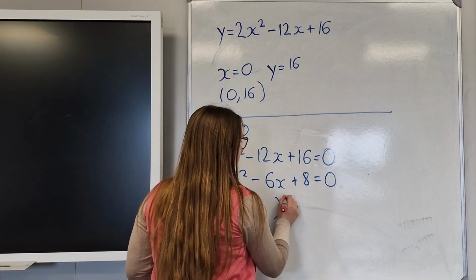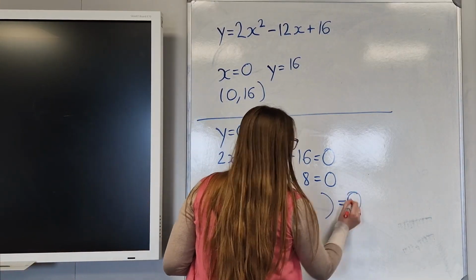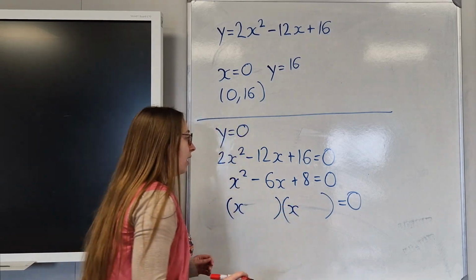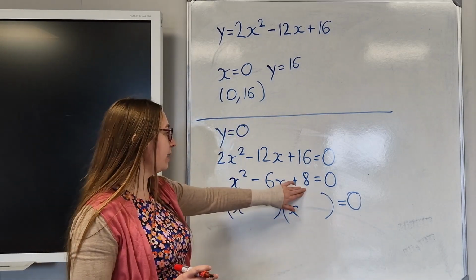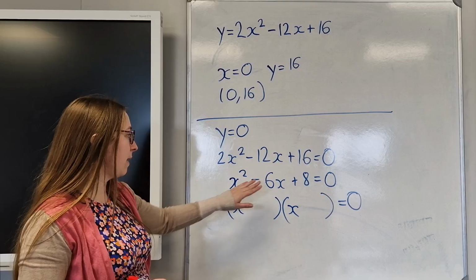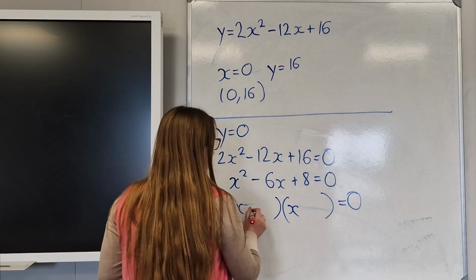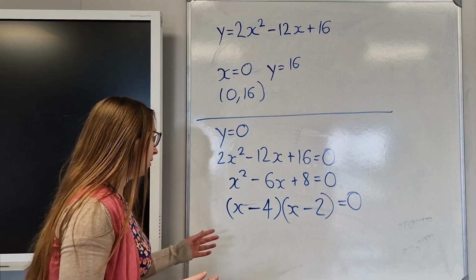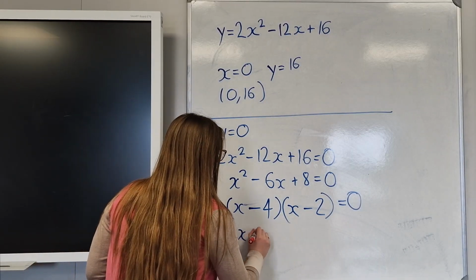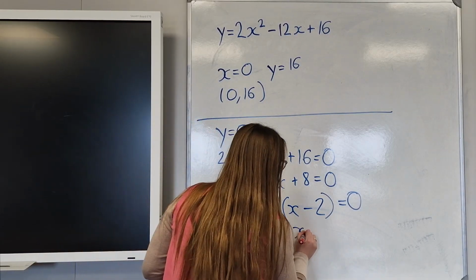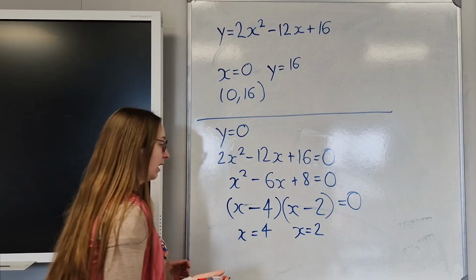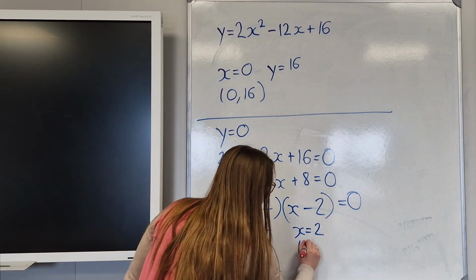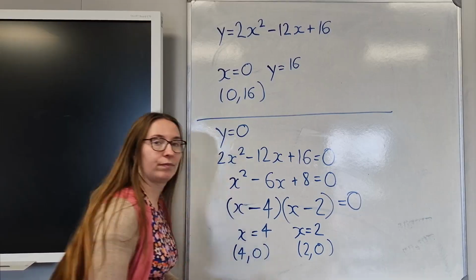So now we'll put our double brackets. We know x has got to go here. And now we need two numbers which multiply to make positive 8 and sum to make minus 6. So that's got to be negative 4 times negative 2. So that'll give us solutions of x equals 4 and x equals 2. And if you want to write those as coordinates, (4, 0) and (2, 0).